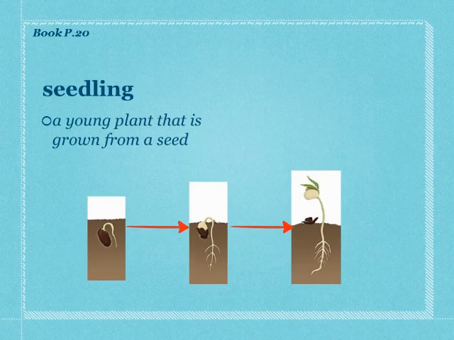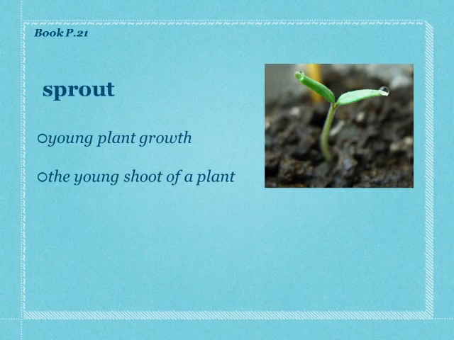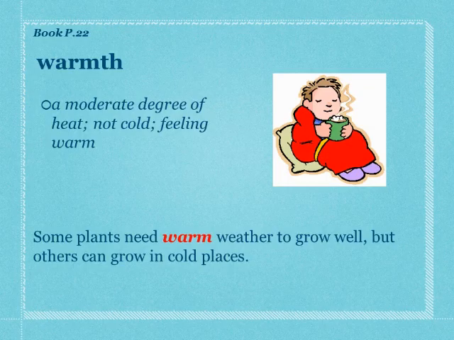Page 20. Seedling. A young plant that is grown from a seed. Page 21. Sprout. Young plant growth. The young shoot of a plant. Page 22. Warmth. A moderate degree of heat, not cold, feeling warm. Some plants need warm weather to grow well, but others can grow in cold places.